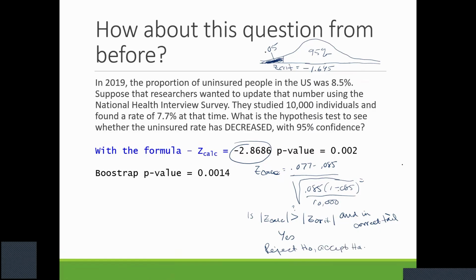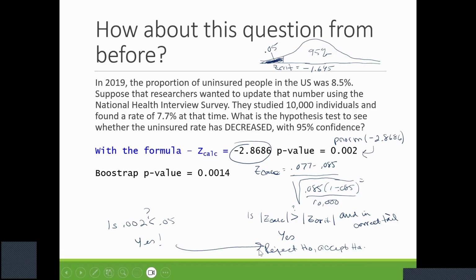Okay? We can also either go to the table or we can use our pnorm and get the p-value. And so we could say pnorm of negative 2.8686, and we will get 0.002. We do not multiply this by 2 because we have a one-tailed test here. Okay. So by rule 2, is 0.002 less than 0.05, yes. And so we would also, by that rule, reject the null.